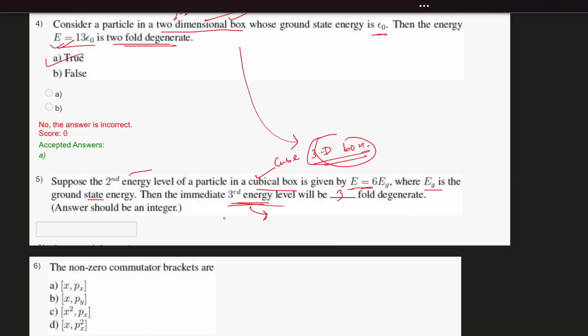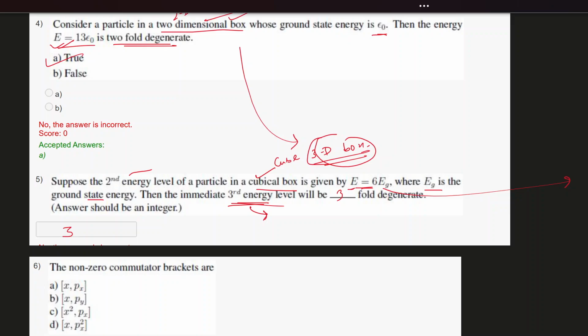This is threefold. The answer is 3. But I think the mistake that you might have been wondering about, why I am writing this, is that they have written down the second excited state as 6 Eg, whereas we are getting 2 Eg. That is because they have taken Eg as the ground state energy of each of the individual boxes.